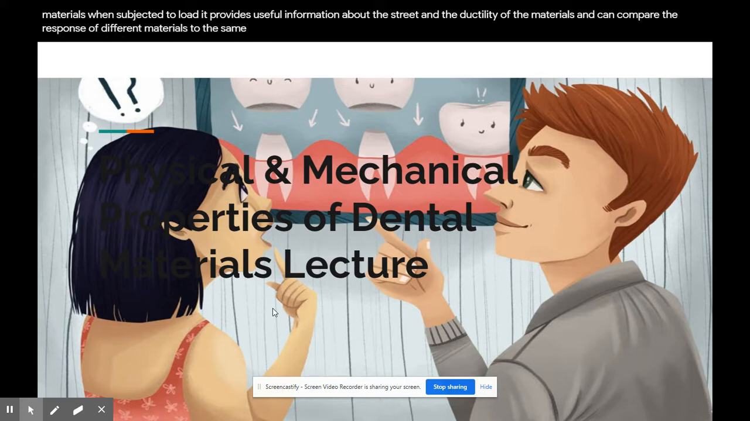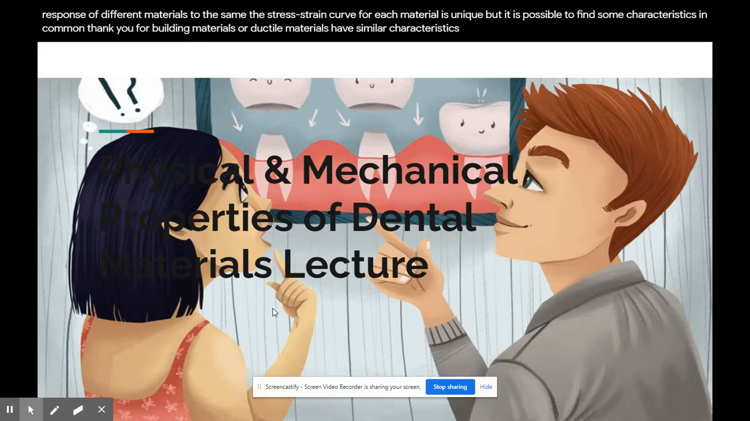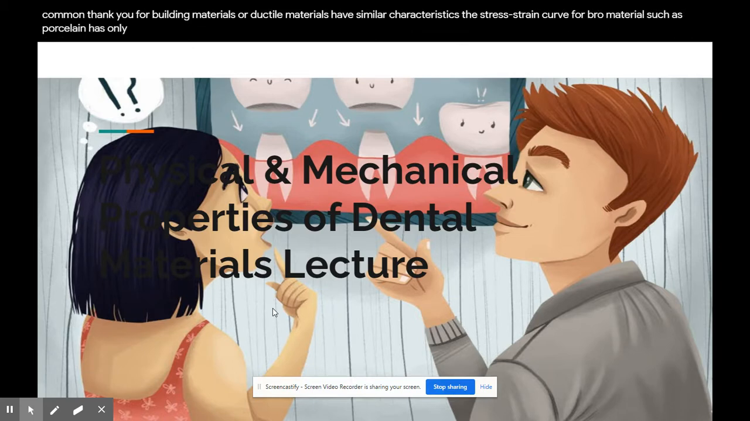The stress-strain curve for each material is unique, but it is possible to find some characteristics in common among various groups of materials. For example, stress-strain curves for brittle materials or ductile materials have similar characteristics. The stress-strain curve for brittle materials, such as porcelain, has only an elastic region followed by a fracture of the material. There is no yield point, and the ultimate strength and the fracture strength are the same.